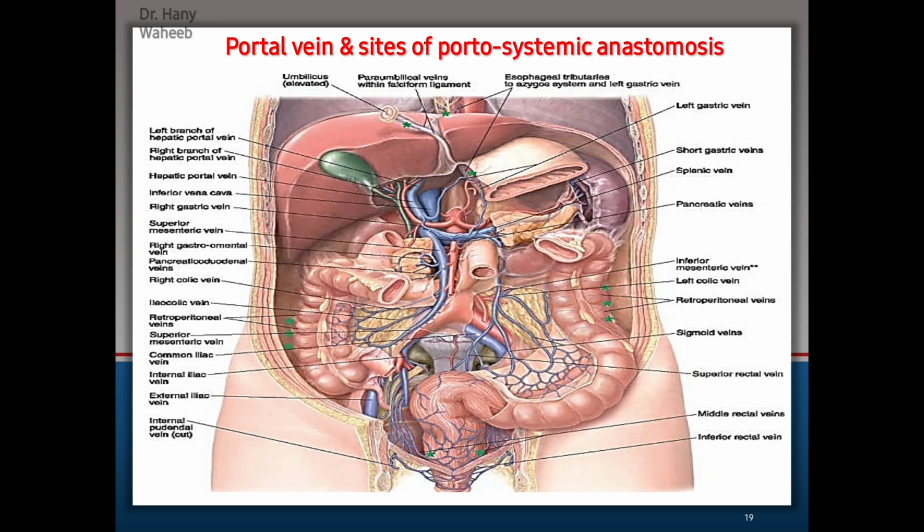Here again are the sites of portosystemic anastomosis. 3 major sites: the lower end of the esophagus, number 1, around the umbilicus, number 2, and in the anal canal, number 3. And 3 minor sites: at the bare area of the liver, number 4, behind the ascending and descending colons, number 5, and within the liver, if the ductus venosus remains patent, number 6.